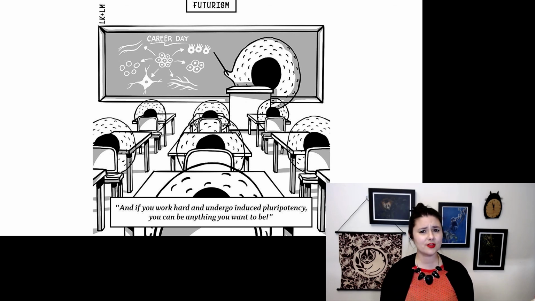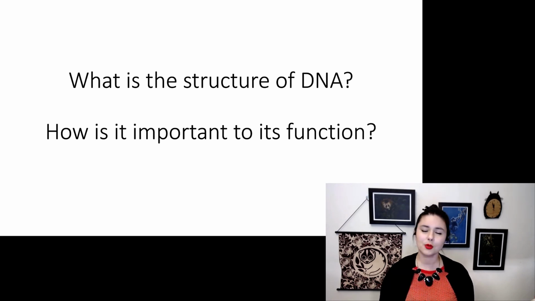So, now that we've talked about some important concepts in molecular biology, can you explain what the structure of DNA is and how that is important to its function?